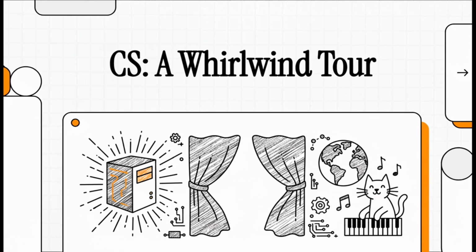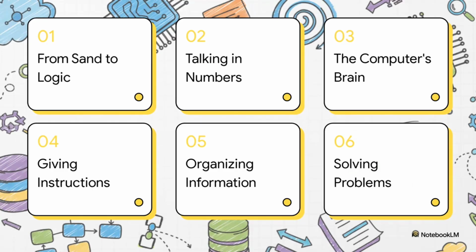So, what we're going to do is pull back the curtain and take a quick tour of the incredible world of computer science. Okay, so here's our roadmap. We're going on a journey up what's called the ladder of abstraction. We're literally going to start with sand. Yeah, this stuff on the beach, and see how that gets turned into the code that solves huge, complex problems.